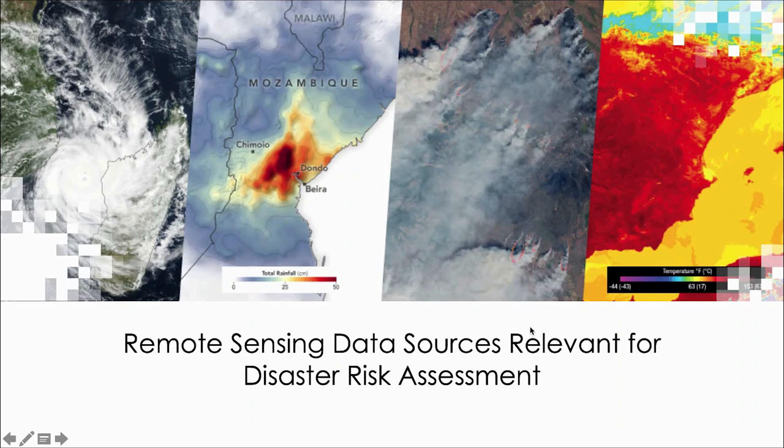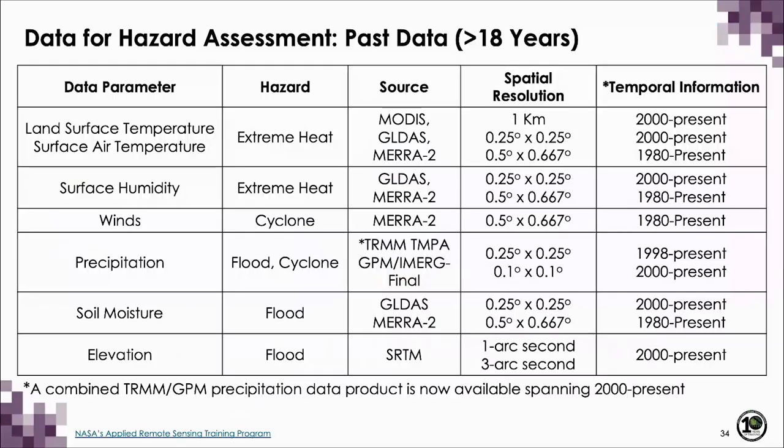So that brings us to remote sensing data sources, which are relevant for disaster risk assessment. We will review NASA remote sensing and Earth system model data, which are available for long-term as well as in near real time and for forecast, so that past data can be used for understanding intensity, frequency, and spatial extent of hazards that have already occurred. And then together with real time data and forecast data, that information can help in better preparedness in response to that hazard. So we'll start with long-term data sets.